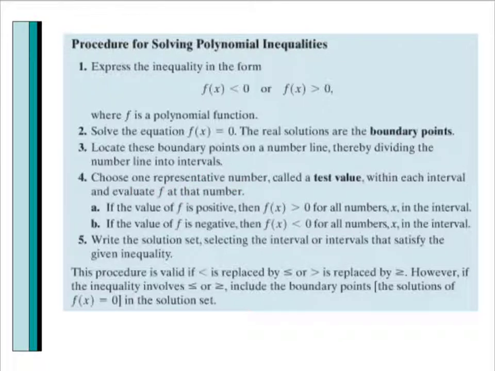Then we're going to choose a test value, so values in between these boundary points, and determine if it is part of the solution or not. Then we're going to write the solution set, and we should be really good at this point with interval notation. This procedure is valid if less than is replaced by less than or equal to, or greater than is replaced by greater than or equal to. However, if the inequality involves those symbols, include the boundary points, so the solution set should have brackets, right? I'm about to show you what I mean.